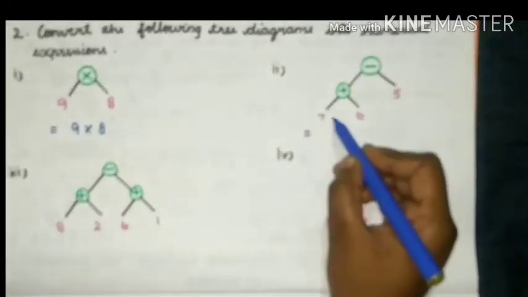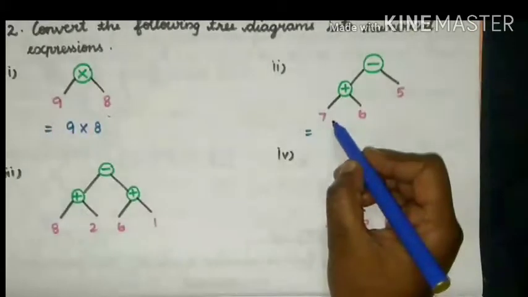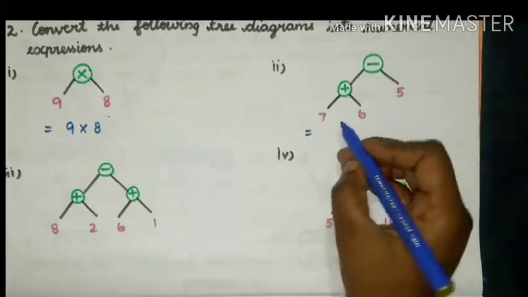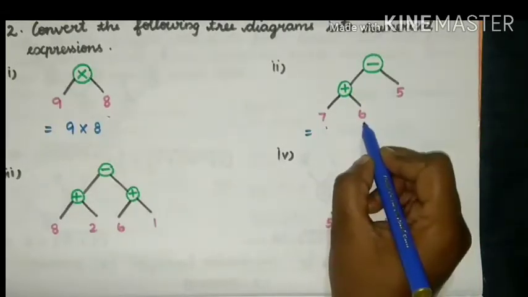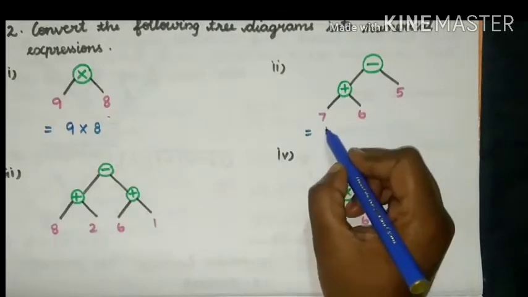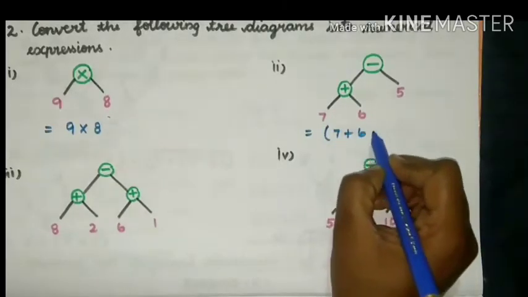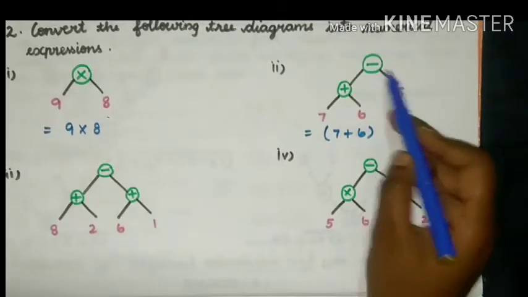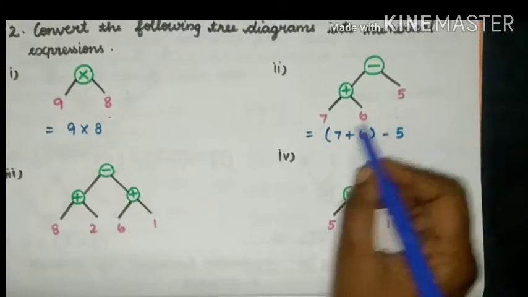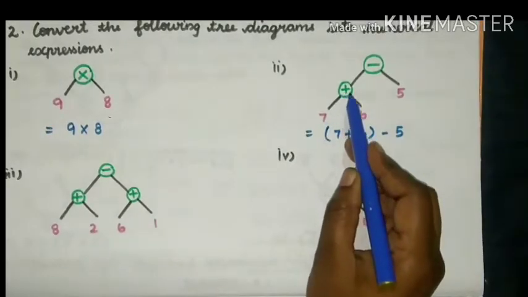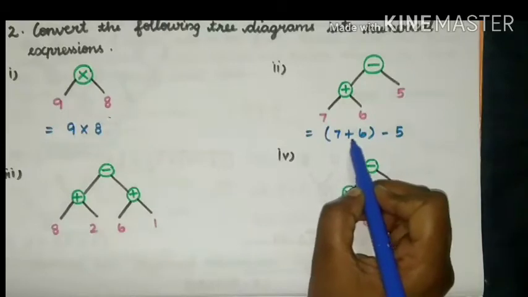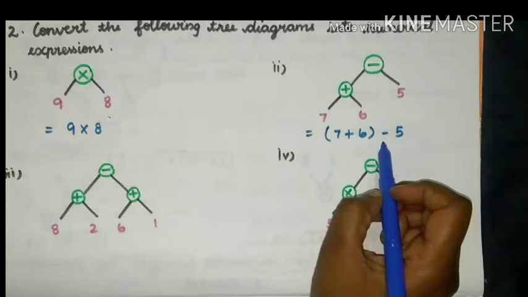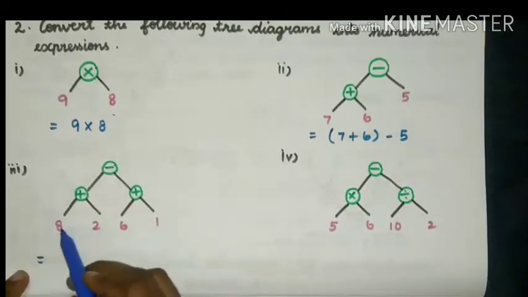Second sum. Okay. Here the two numbers, that is 7 and 6, are connected with the operation addition. See, 7 and 6 are connected with the operation addition, that is 7 plus 6. You have to write the two numbers in the bracket. Then minus 5. 7 plus 6 are connected with the operation addition, so you have to write the numbers 7 and 6 in the bracket, and then minus 5.